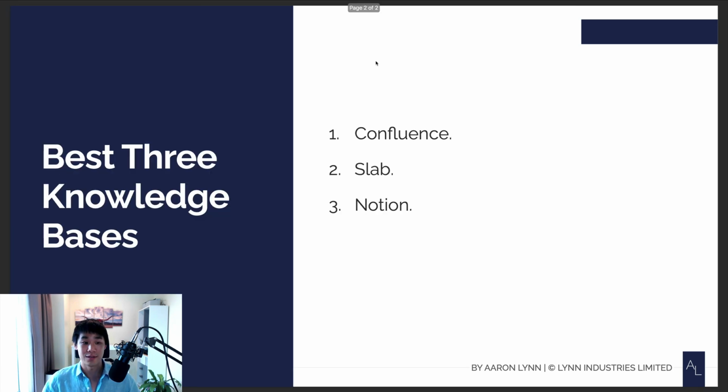And the three best knowledge bases on the market right now in 2021 are Confluence by Atlassian, Slab by Slab, and Notion by Notion. And I'll just jump over to the browser and we can take a look at each of these and why they're the best on the market at the moment.